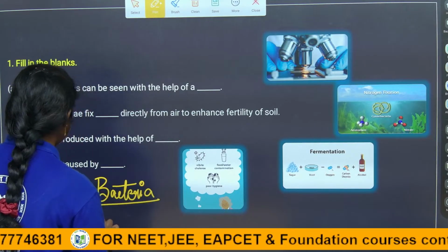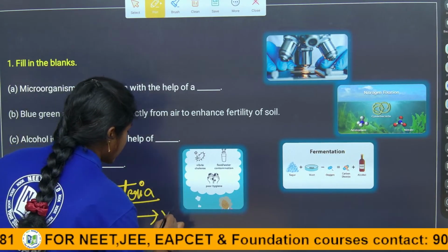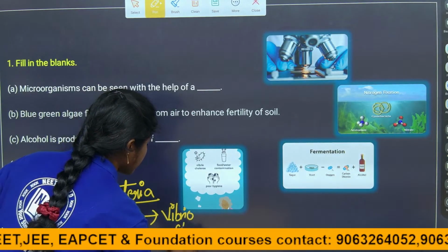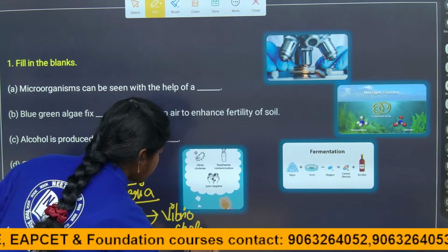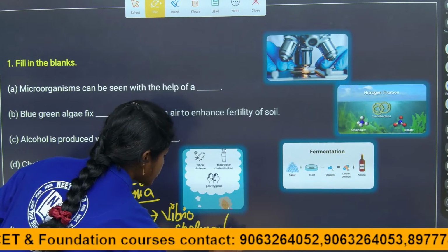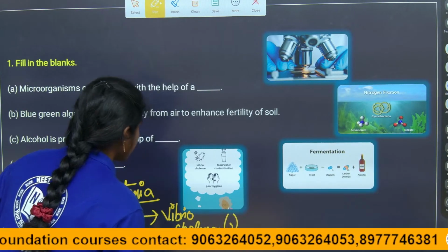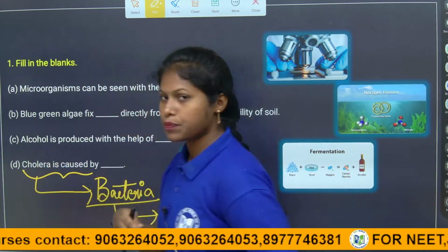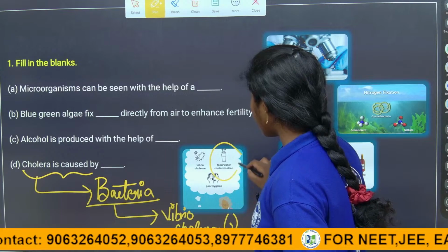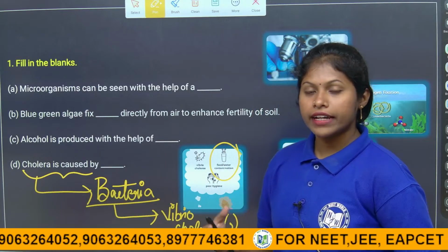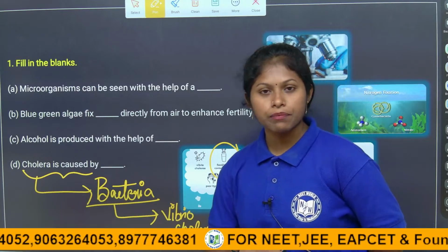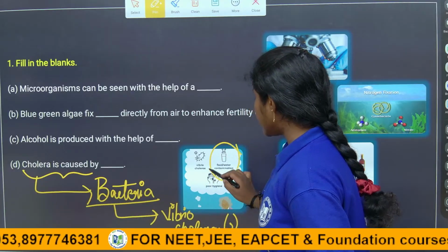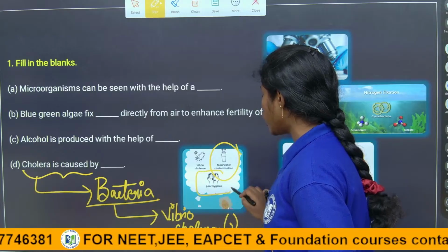The bacteria's name is Vibrio cholerae. Vibrio is a comma shaped bacteria, children. It is transmitted through food and water. By the contamination of food and water, it travels from one person to another person. It occurs mainly due to poor hygienic conditions.